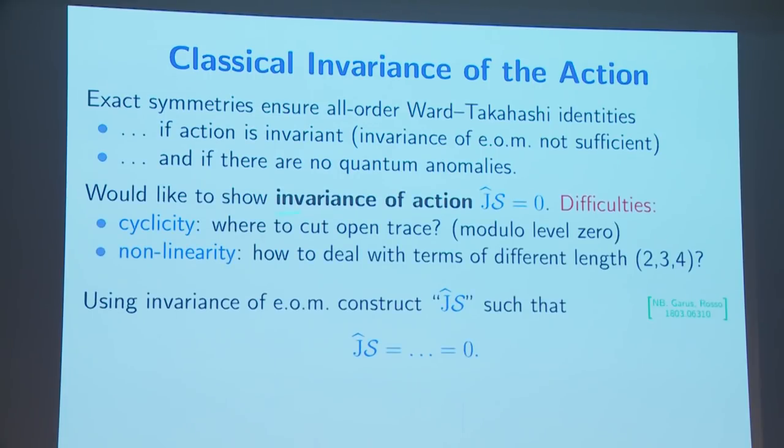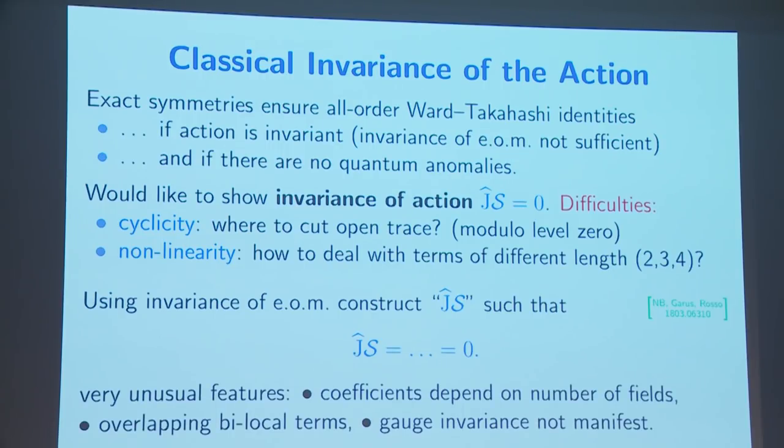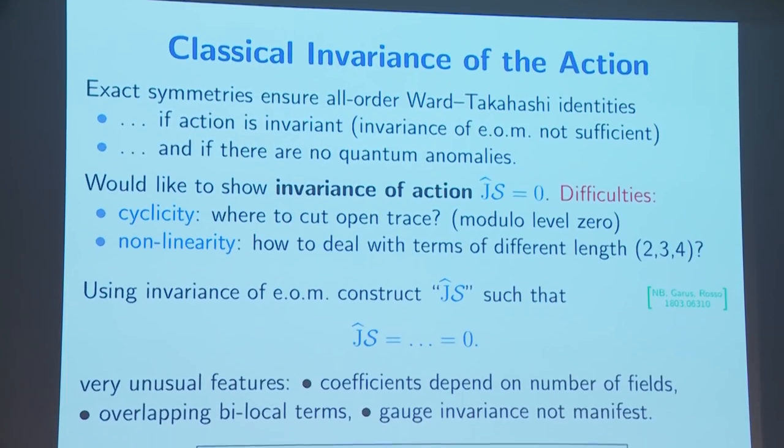So we wanted to show the invariance of the action, but there were some difficulties, namely cyclicity and nonlinearity. I don't have a good chance to explain what the problem is here, but using the invariance of the equation of motion, which we had already established, we could construct this J hat on S in such a way that it's exactly zero for N=4 super Yang-Mills, and it's actually not zero for other models.